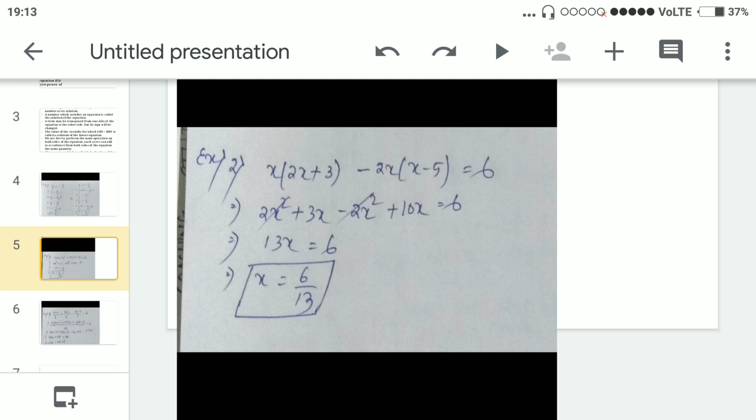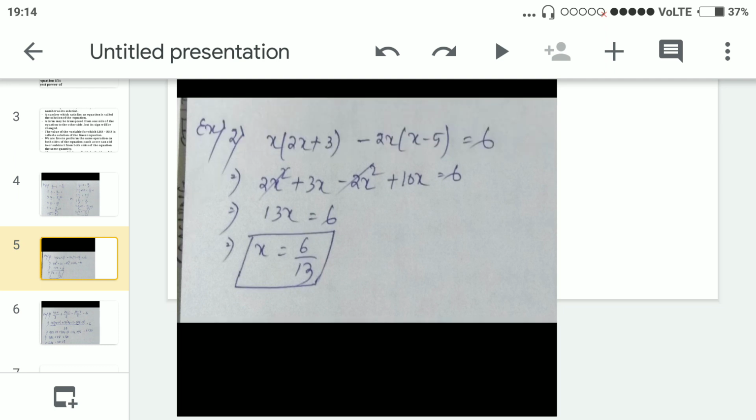Then another example you can take, x into 2x plus 3 minus 2x into x minus 5 equal to 6. Here the distributive property will apply. I hope you know the distributive property, right? So x into 2x plus 3 means what? This x is multiplied with both 2x and 3. So x into 2x, 2x square, x into 3, that will be 3x, and 2x into x, 2x square. And here you can see minus minus will be plus, so 2x into 5, that will be 10x equal to 6. Here 2x square and minus 2x square both will cancel. 3x plus 10x is equal to 13x, so 13x equal to 6, so x will be 6 by 13, because 13 is multiplied here, this side it will be divided.